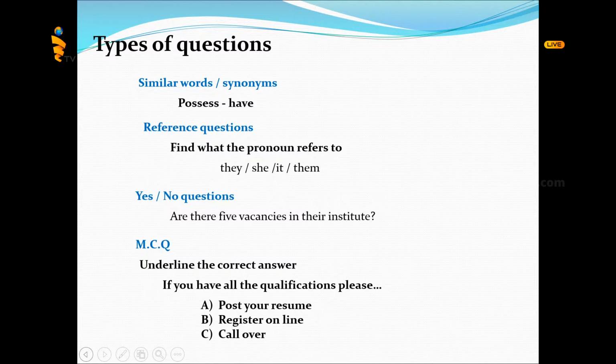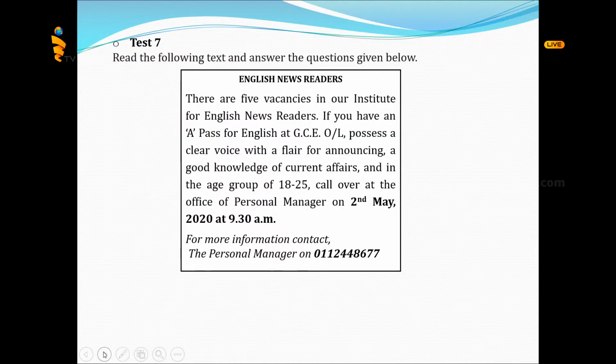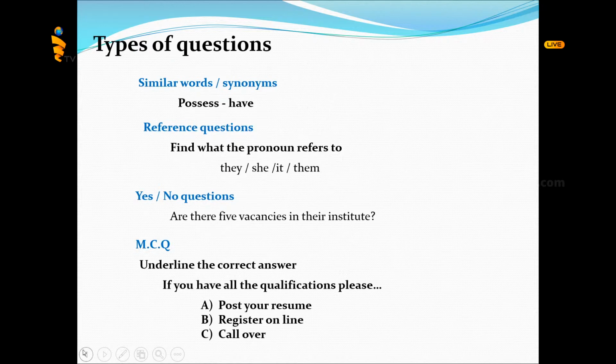And then you will get multiple choice questions. Underline the correct answer. A, if you have all the qualifications, please post your resume. B, register online. C, call over. Let's find out the answer from the text. Age of current affairs and the age group of 18-25. Call over at the office of personal manager on 2nd May. So it does not say anywhere that you have to register or send your resume. So the answer is call over.